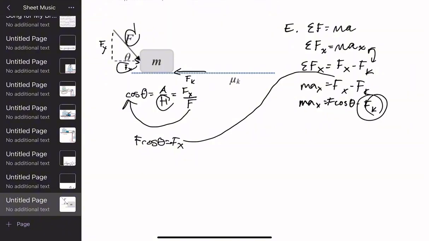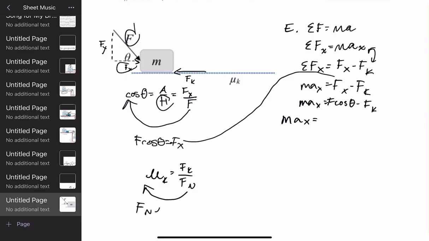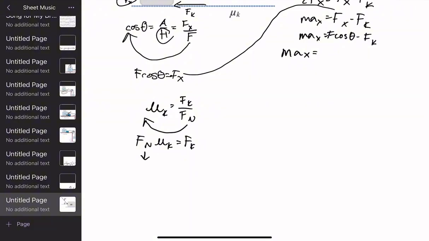However, we don't have that. It's part of this Fk. So we're going to expand that. And we know from this equation that mu k is equal to Fk over Fn. If we multiply this up, we can isolate for Fk, which is just Fn times mu k. And then we want to expand this Fn.